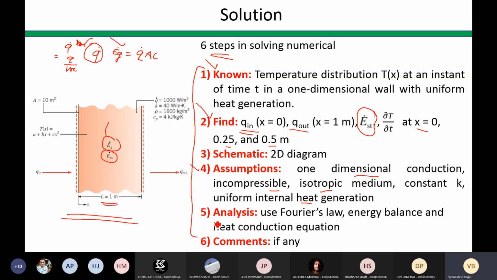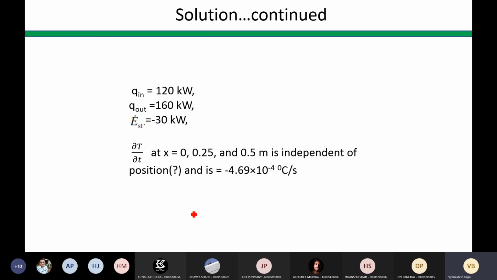And to do the analysis, what we need is the help of Fourier's law, and then the energy balance, right? Energy balance, and the last one is the heat conduction equation in Cartesian coordinates, right? And comment if you wish to comment after solving this problem. So how to solve? Answer is given on the screen. Yeah, you can try it and check whether your answer matches with whatever I have put on the screen. Fine.